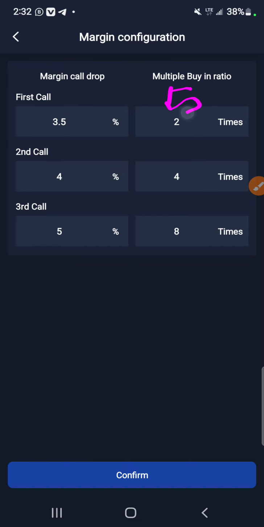let us assume you are using $5. If your first buy is 5, the second buy, this robot will get 5 times 2. Next, it will get 4 times 5. Next, it will get 8 times 5. That's what it means. So you should be calculative. Calculate your capital before you put your first buy.